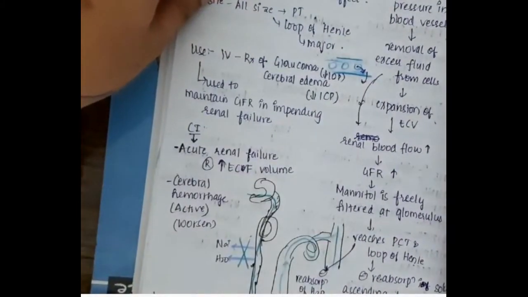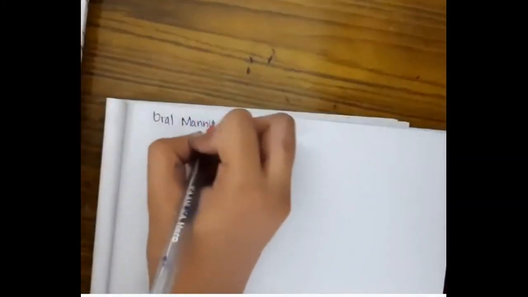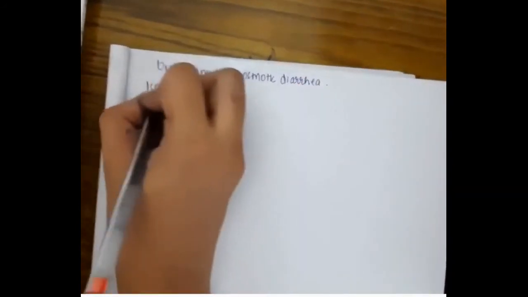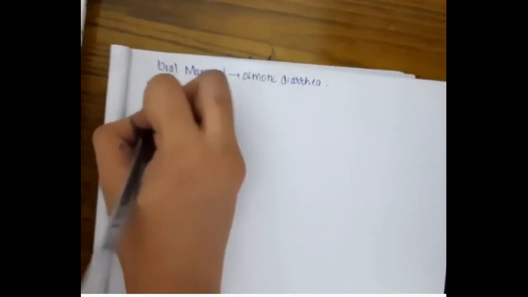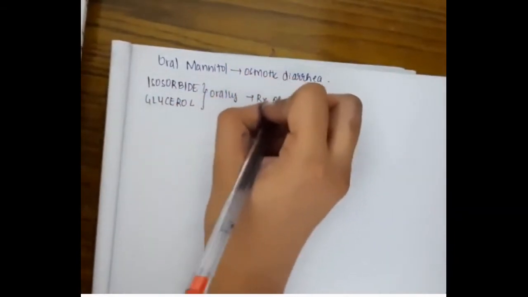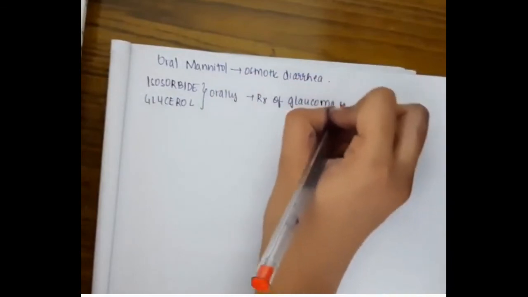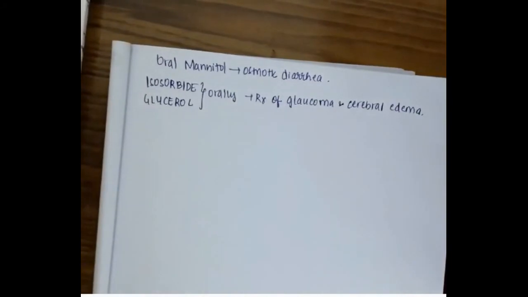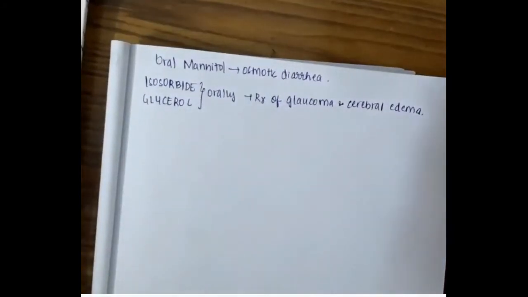One more important point about mannitol is, if we have oral mannitol, this causes osmotic diarrhea. Other osmotic diuretics are also present, like isosorbide and glycerol. These isosorbide and glycerol are used orally, and these are used in the treatment of glaucoma and cerebral edema. So these are the important points about osmotic diuretics.